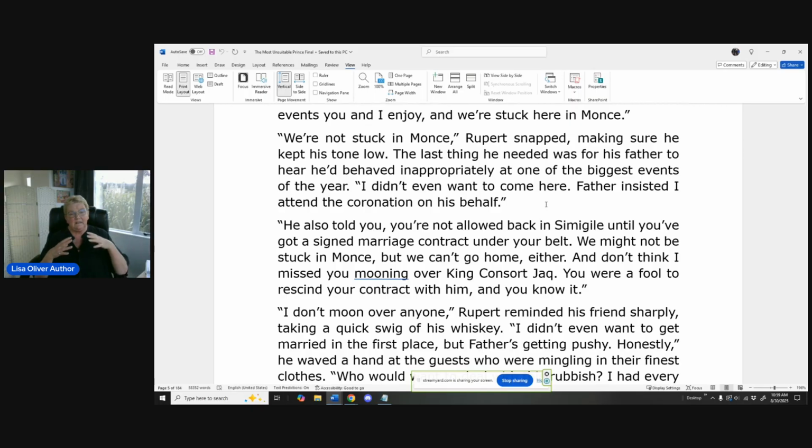So we're instantly, in those first couple of chapters, even if we hadn't read about Rupert in the previous book, we know that he is not happy where he is. And that is followed in the next paragraph by saying, "You're not allowed back in Cimmergile until you've got a signed marriage contract under your belt. We might not be stuck in Mons, but we can't go home either." And then we have another little conflict there with King Consort Jacques, but that's fine.